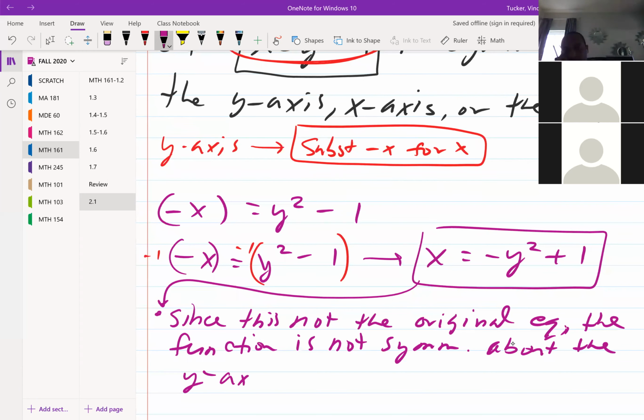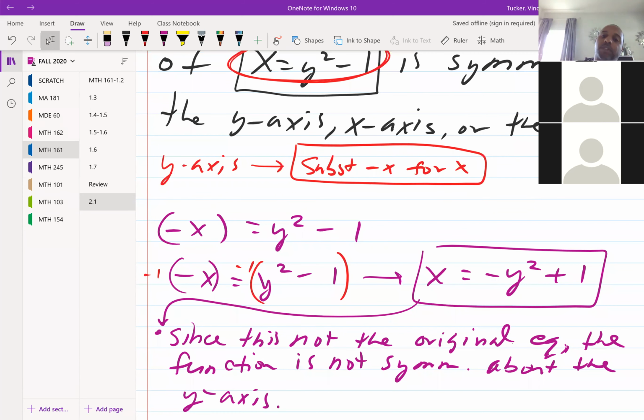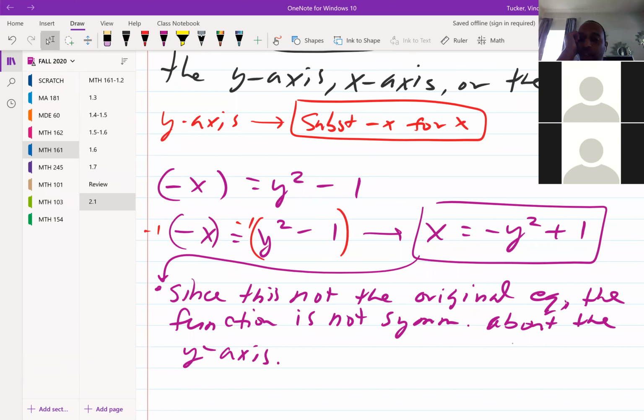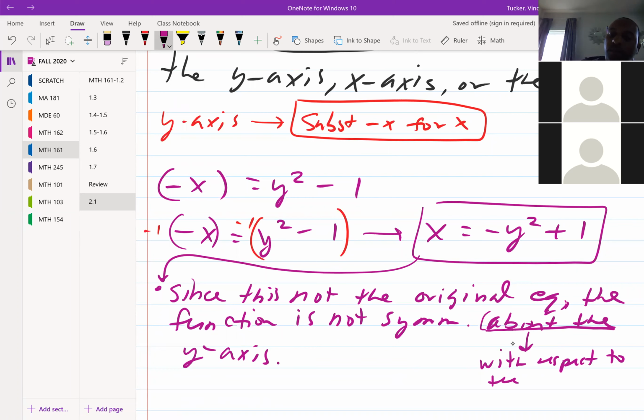Since the original equation was x equals y squared minus 1, and this is x equals negative y squared plus 1, this is not the original equation, so the graph is not symmetric about the y-axis. All you can say is with respect to the y-axis.